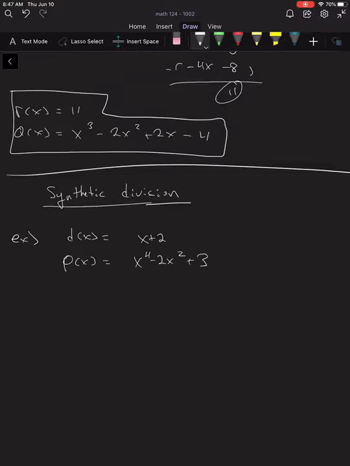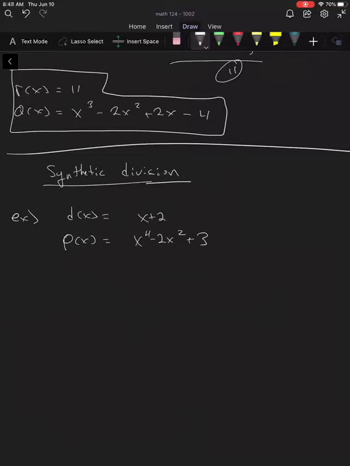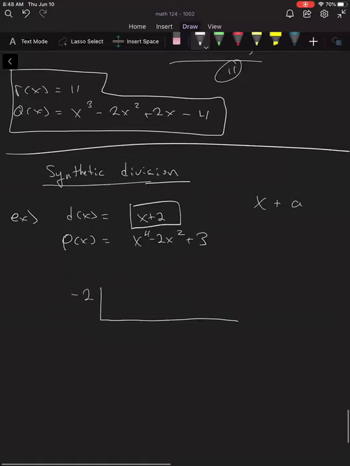So the synthetic division symbol is we write this bracket like this. And we need a little bit more room. We look at whatever our d of x is up here. So the d of x is always going to be x and then plus some number. In this situation, that number is positive 2. So we take the opposite of that number where we write it right here. So we're going to put a minus 2 up there.